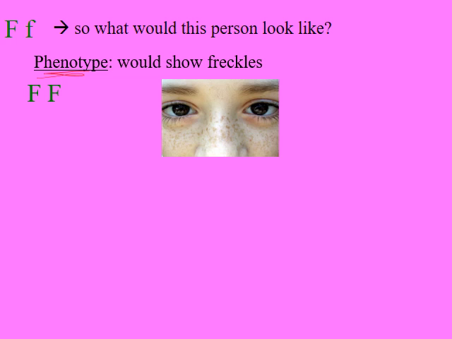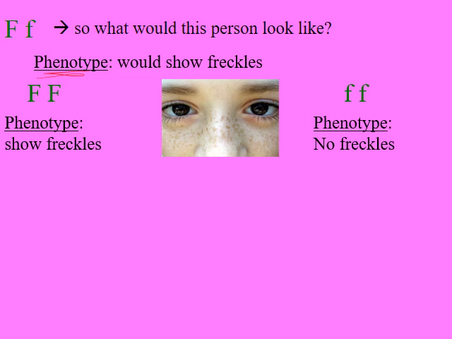Two capital F's, what would they show? They would also show freckles, because again, you have both dominant alleles for freckles. And what if we had an individual who had two lowercase f's for their alleles? What would they show in their phenotype? They would show no freckles. This is the only time the recessive allele is expressed, when again, it's by itself. You have a lowercase f and a lowercase f. There's no allele for freckles to be dominant.